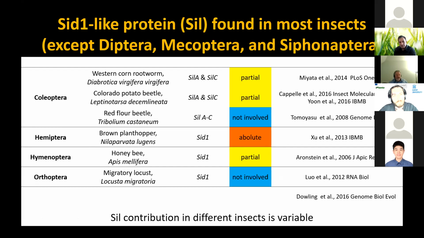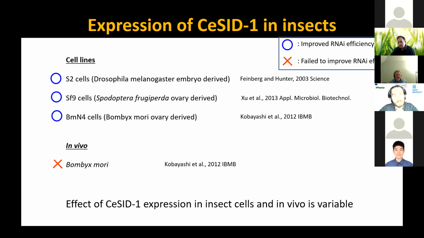There are some silencing experiments where you knock down one of these SID1-like proteins and show some decrease in RNAi efficiency, like what is done in Colorado potato beetle and other insects, especially in the brown planthopper. Su et al. published data showing that this is absolutely required. Without this molecule, RNAi doesn't work, but there are also some partial requirements. In Lepidopteran insects, it's not clear whether SID1-like proteins play any role in RNAi efficiency.